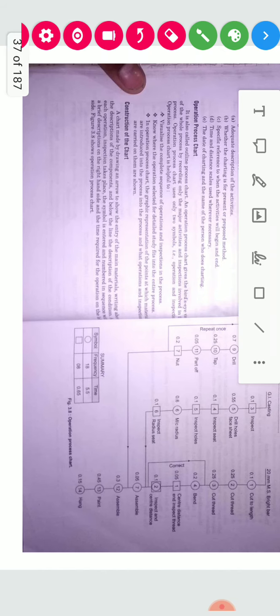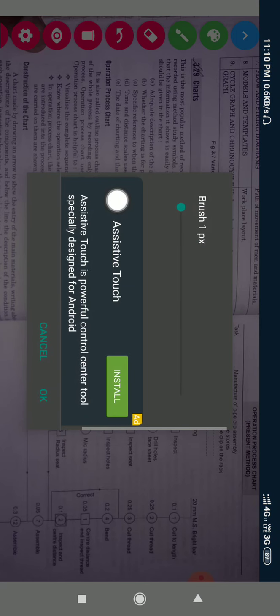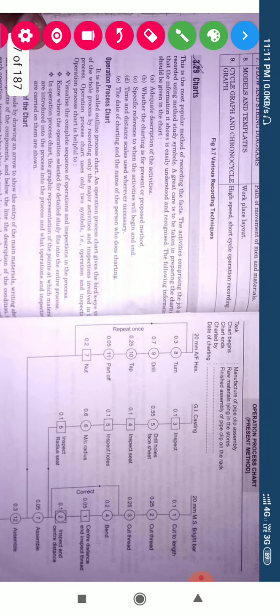So now we will discuss the construction of the chart, how we will construct it. With the help of the diagram given, we will study this. A chart is made by drawing an arrow to show the entry of material, writing above it the description of the components, meaning the description will be given on the chart. Right now I'm coming to this charting process. What we see here is the manufacturing of the pipe clip assembly.